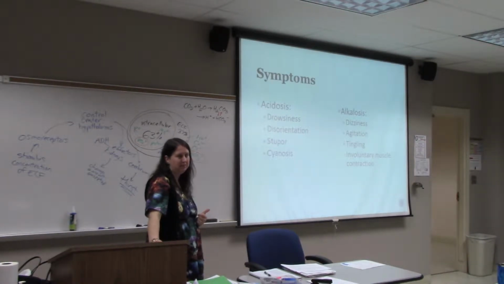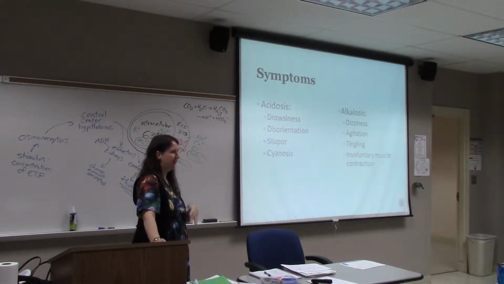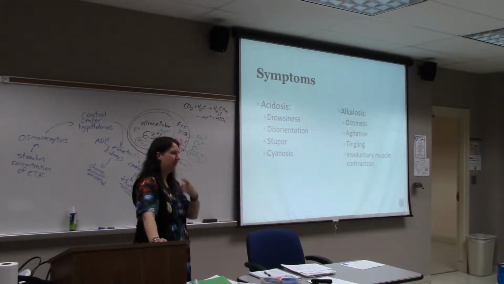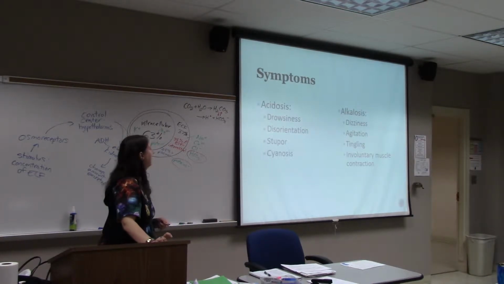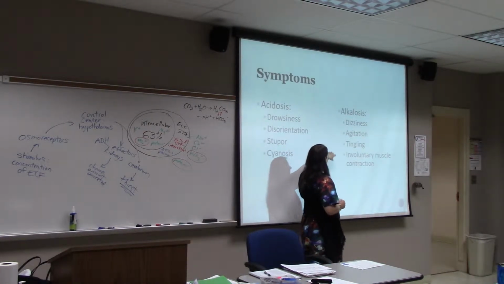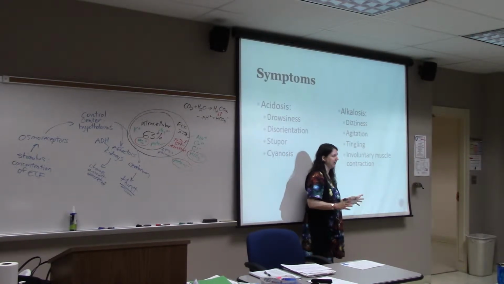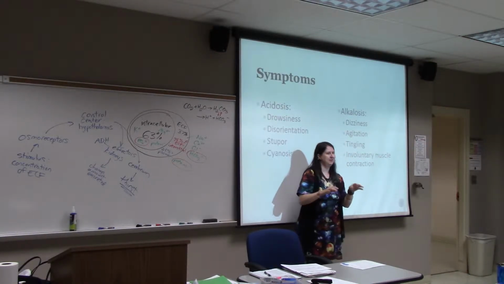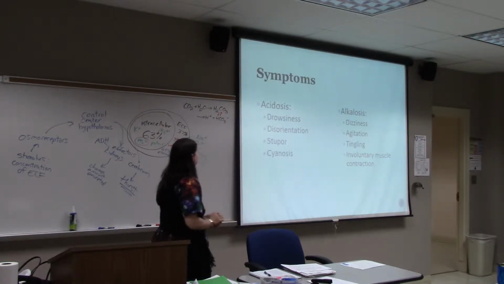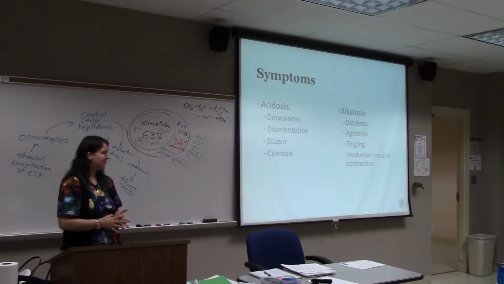Symptoms can easily be mistaken for other things. Acidosis involves drowsiness, disorientation, stupor, and in significant cases, cyanosis, where they go blue, especially around the lips. Sometimes you might just think you're tired. Alkalosis, dizziness, agitation, tingling sensation, and involuntary muscle contraction. So these come from the nerves or the muscles sending signals that aren't really there. Same with the agitation probably, that's just more CNS.